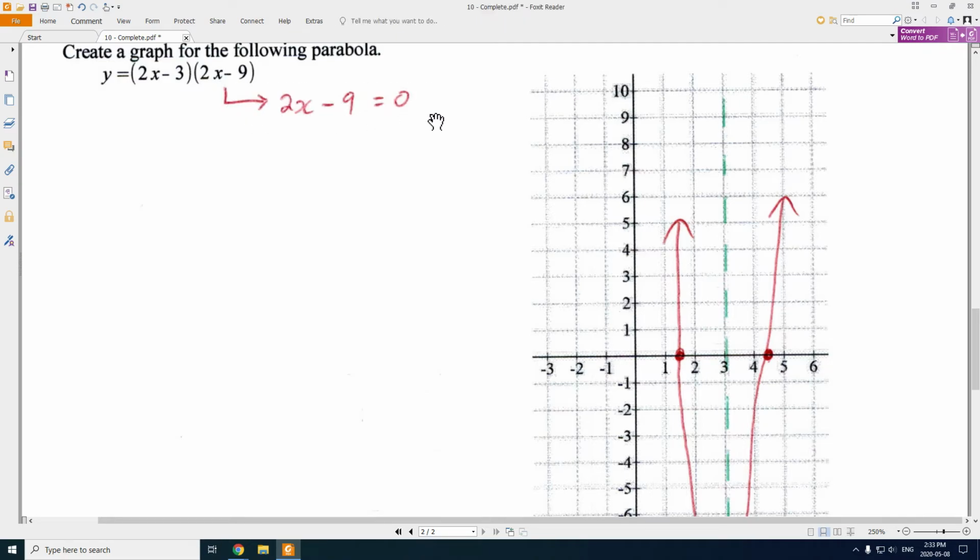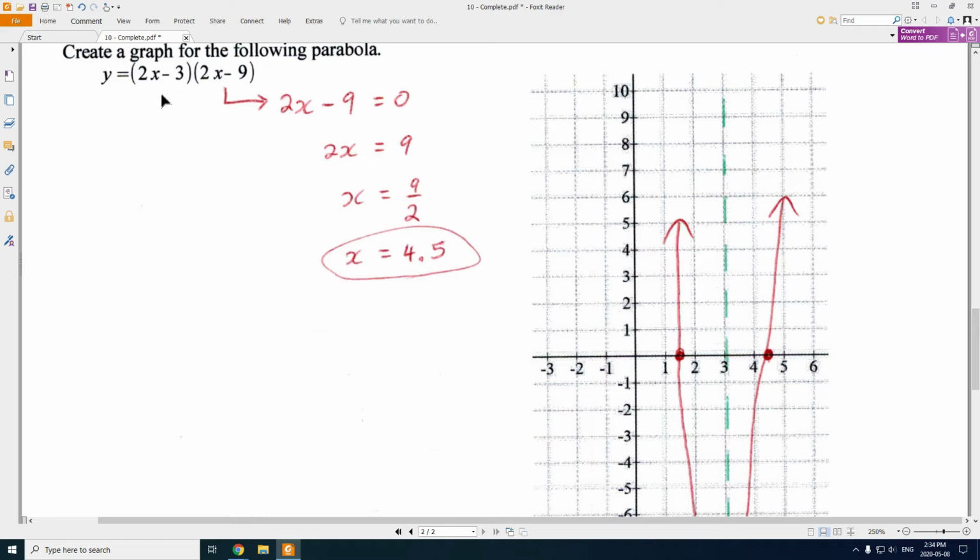And then solve it to get our x-intercepts. So 2x minus 9 equals 0. Add the 9 when it moves over, so plus 9 over here. Divide by 2. And my x-intercept is 9 over 2. I need to graph it, so this time I actually did 9 divided by 2 is 4.5. And that gave me one of my x-intercepts, so a red dot at 4.5.